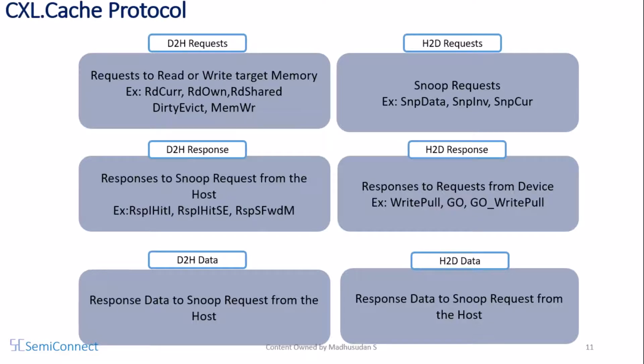If you see a device to host request, it could be a read or a write towards a target memory. If you remember, CXL.Cache is for those devices that cache the host addresses. So in this case, assume this device wants to cache certain memory locations which are in the host, it could send a read, and it could also write to the target memory. For example, there are certain transactions called read current, read own, read share, dirty evict, memory write. These are various requests that could go from the device to host.